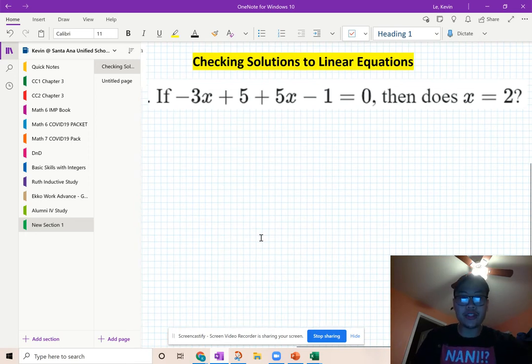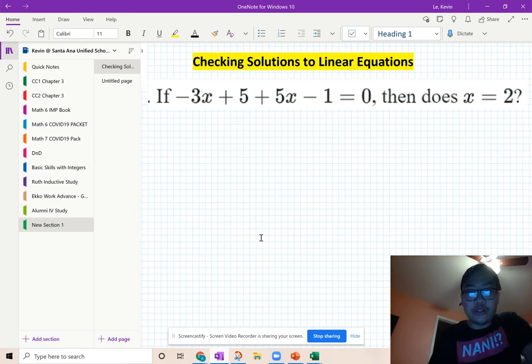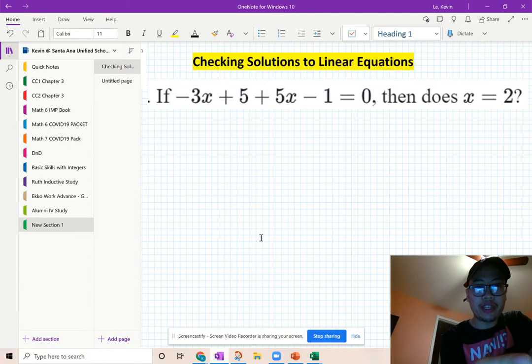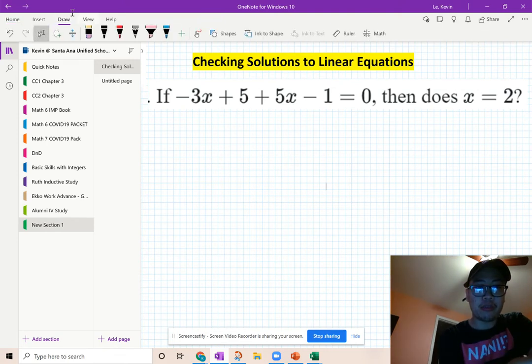Hi guys, this is the video on checking solutions to linear equations. Anytime you get a problem where it says check if this is a true solution to the problem, you check here and you check the examples. So let me just start us off by taking a look at the problem.